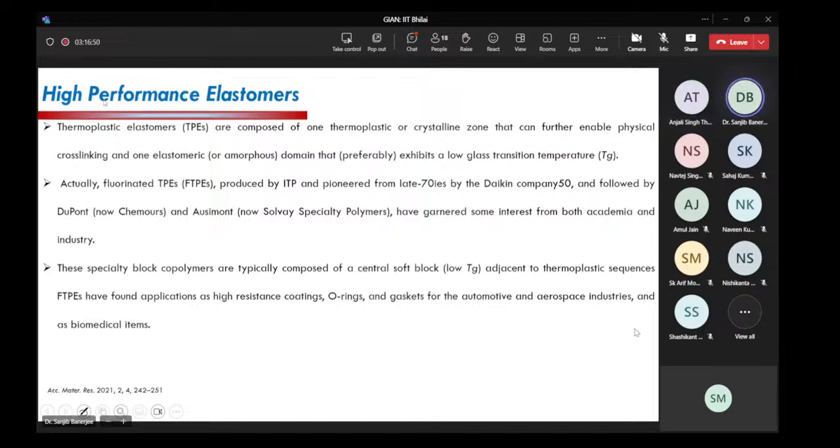And any idea how it is measured? How Tg is measured? Any idea? Actually, no, sir, I don't know that much. Okay, no problem. Let me ask Navtej, please unmute yourself.